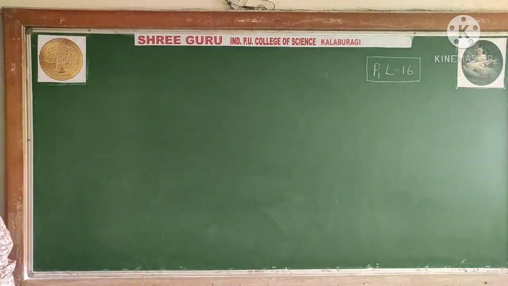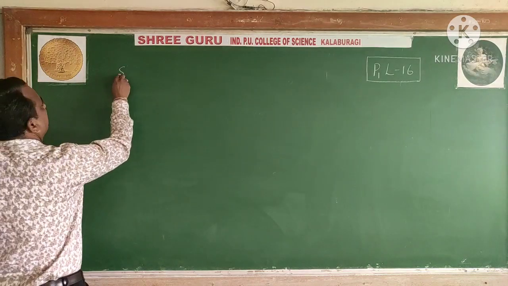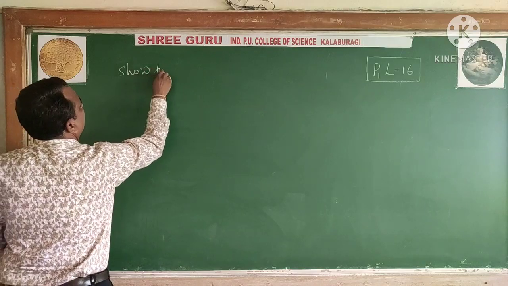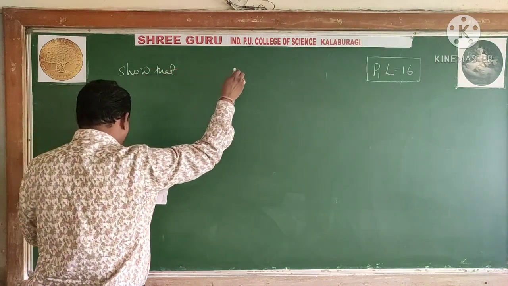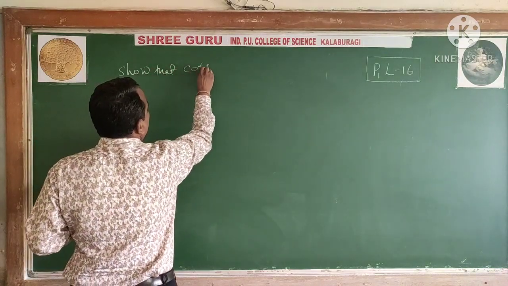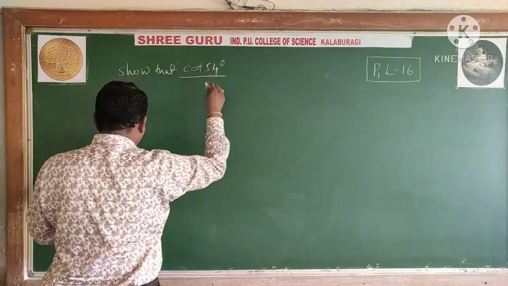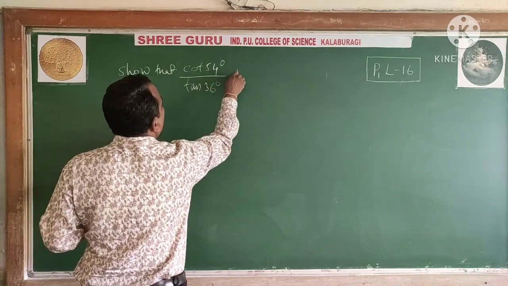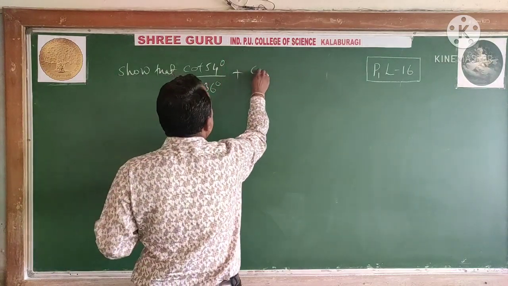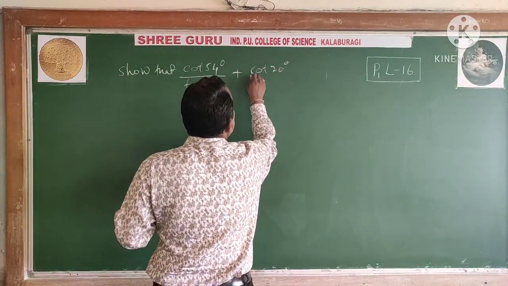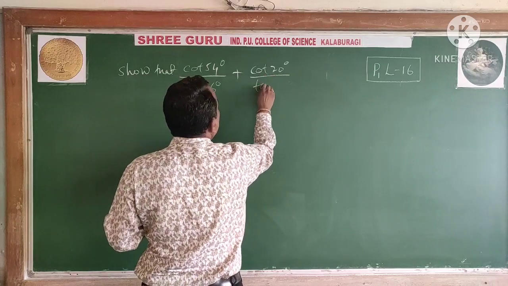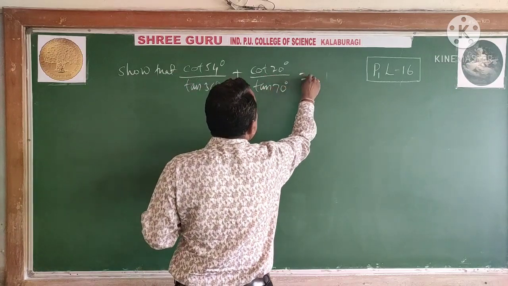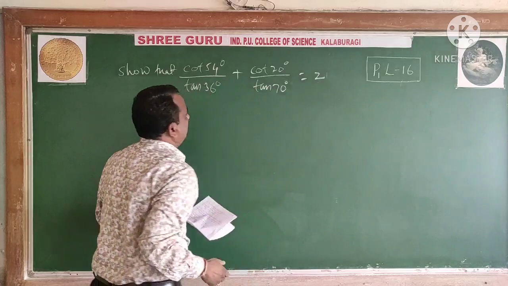I will convert the next one also. Now see the next one. See this one. This is one of the questions asked in the CET examination. All these questions were asked in the CET. Cot 54 degree divided by tan of 36 degree plus cot 20 degree divided by tan of 70 degree is equal to 2.